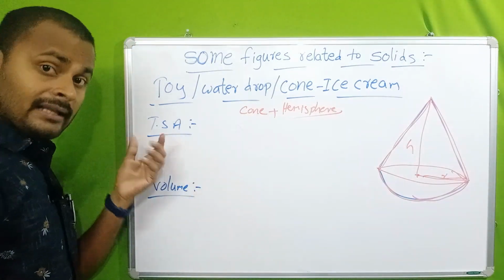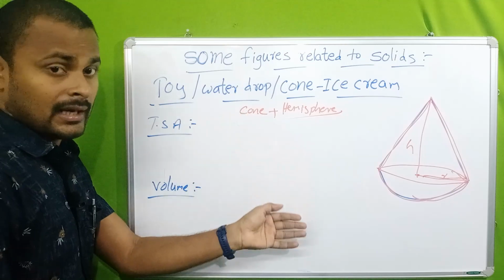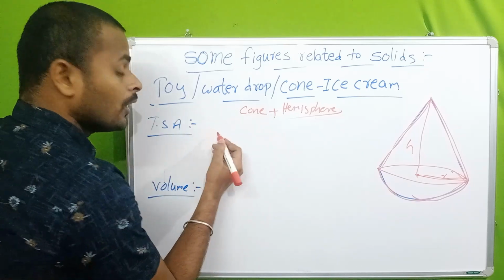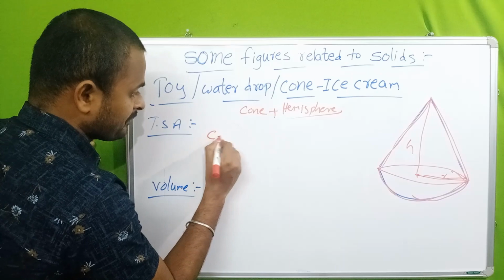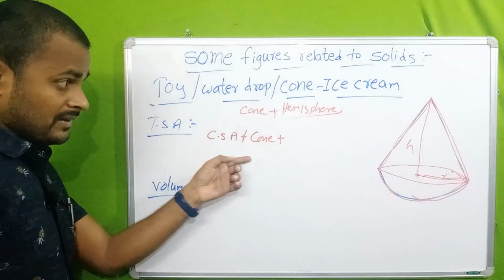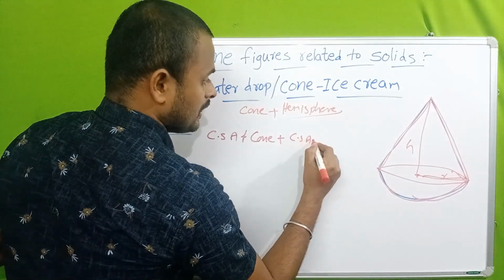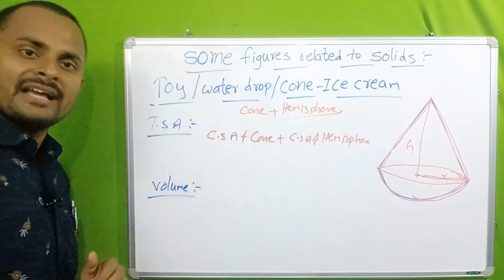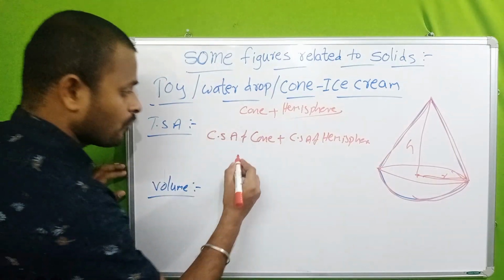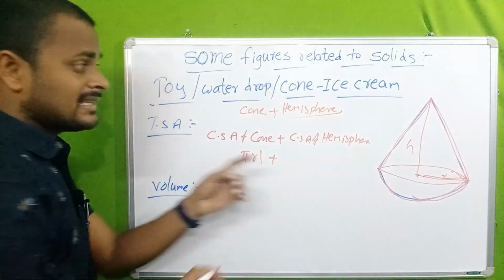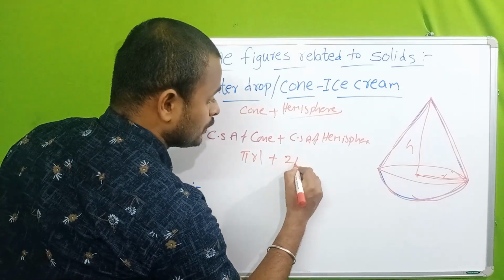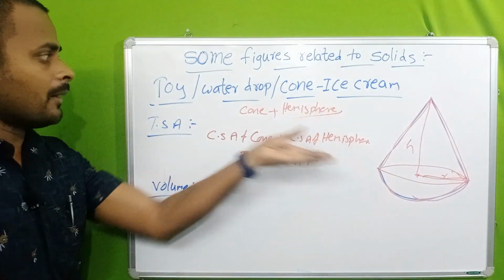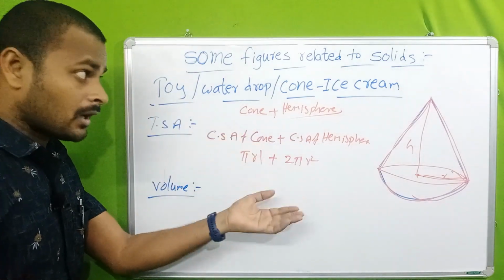That is why, when in the examinations he asks for the surface area of a particular toy, cone ice cream or water drop, you have to calculate the total surface area of the object, which means the CSA of the cone plus the CSA of the hemisphere. This is the way to find the surface area of the object. What is the CSA of a cone? CSA of a cone is pi r l. And what is the CSA of a hemisphere? CSA of a hemisphere is 2 pi r square. So this is the way to find the surface area of the object, whether it is a toy, a water drop or a cone ice cream.